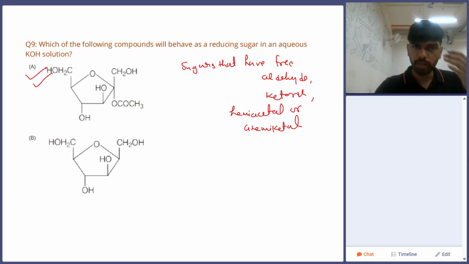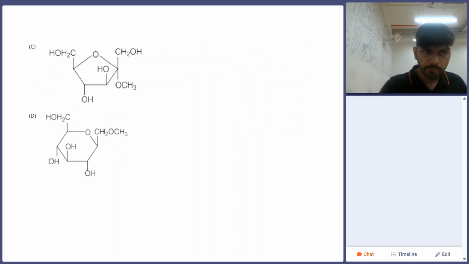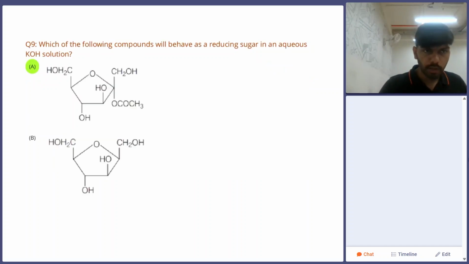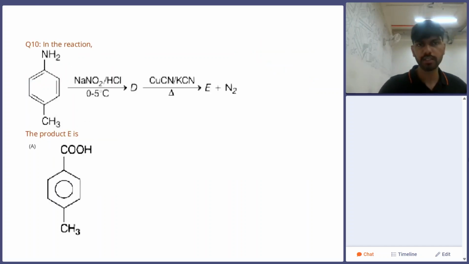Basically, in the presence of aqueous KOH, O minus will come here, this one. Then after that we will proceed further. Option A is correct.